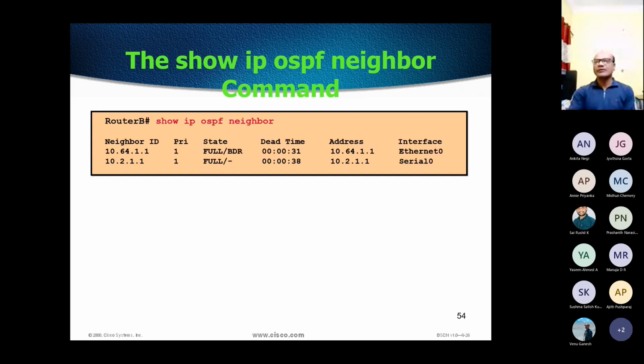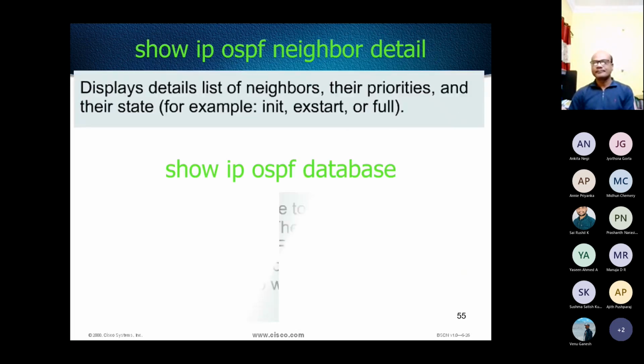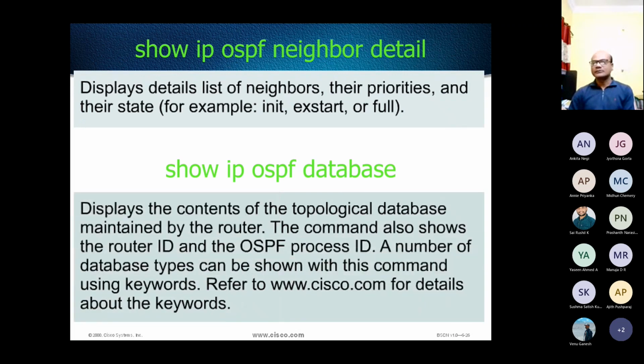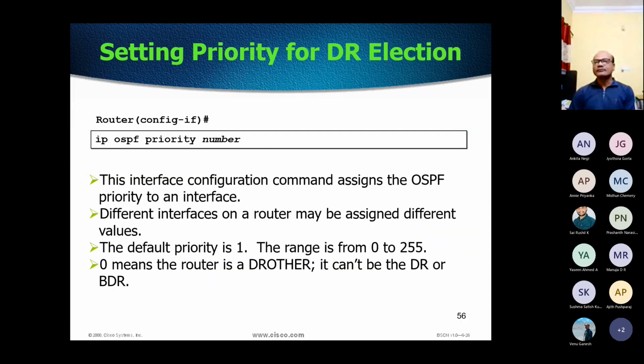You can see show ip ospf neighbor. This command also will show you who is your neighbor. Show ip ospf database, this command we can also use. It will show you which areas have been connected and which routes you have received. So all that information we can see. Okay, so let's jump into the lab, guys.